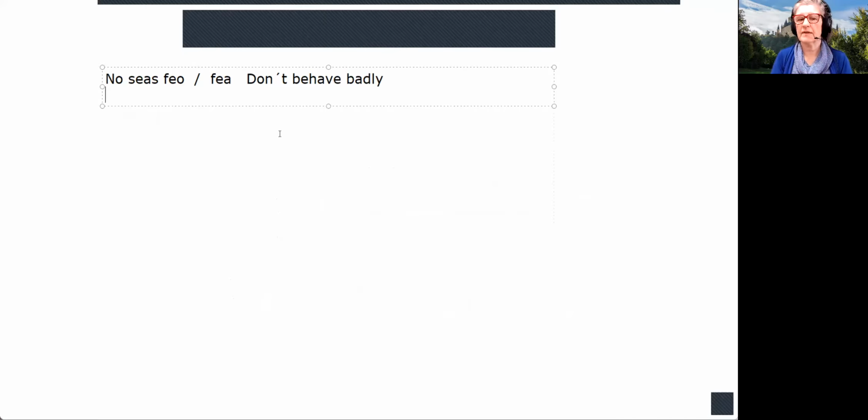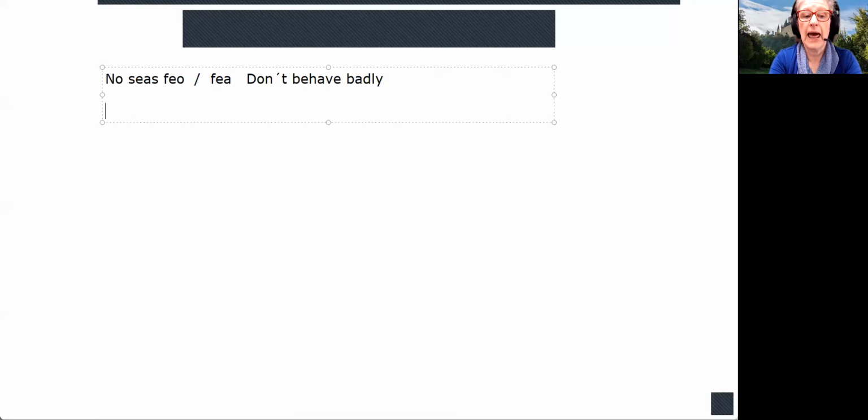If you do this as a command with a little kid, "no seas feo, no seas fea," and it'll change depending if the kid is a boy or a girl. It's not saying anything about physical appearance. It's saying don't behave badly. Ugly behavior is bad behavior. Bad behavior is ugly. So they like using feo for that.